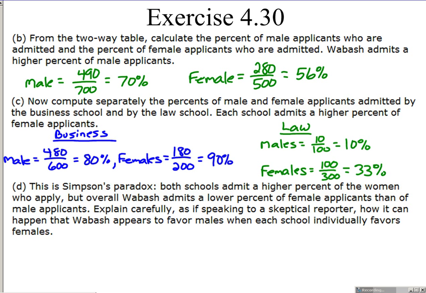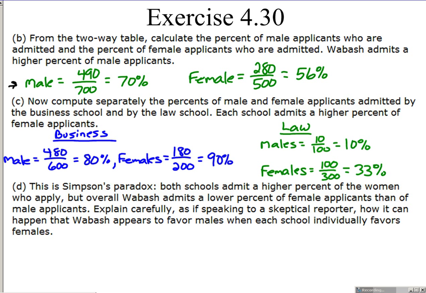So you can see the difference here, and this is the crux of Simpson's Paradox. If I look at all of the data together up here, overall, there's a higher percent of males that apply to the university that are admitted than there are females. But if we break it down by each of the individual colleges within the university, the College of Business and the Law College, in each one of those individually, they're actually admitting a higher percentage of females than males. This is Simpson's Paradox. Both schools admit a higher percentage of the women who apply, but overall, Wabash admits a lower percent of female applicants than of male applicants.